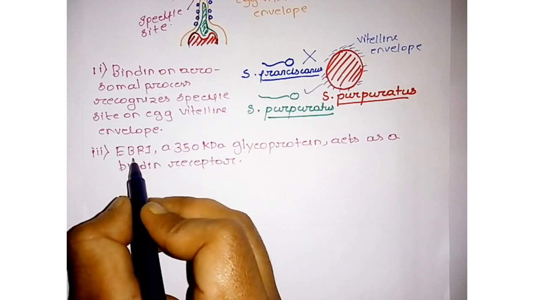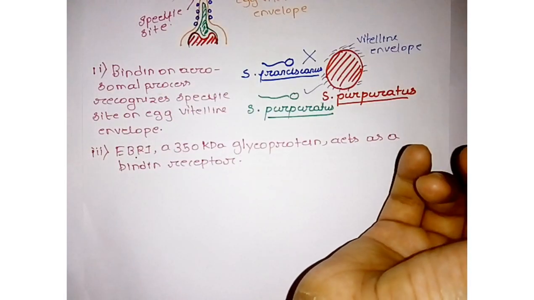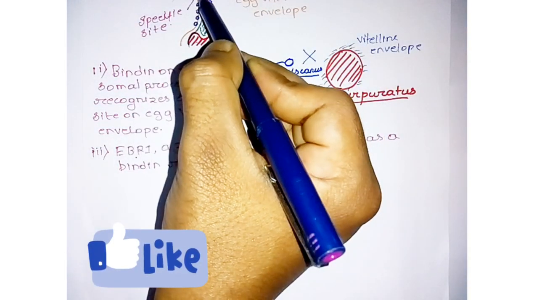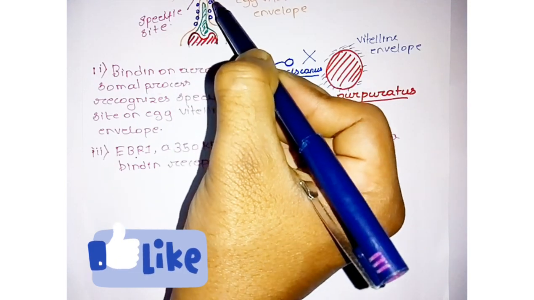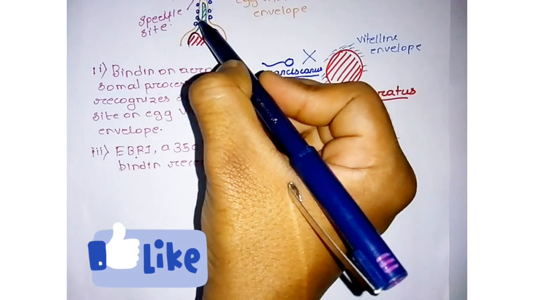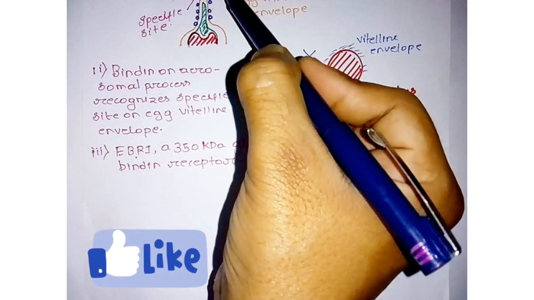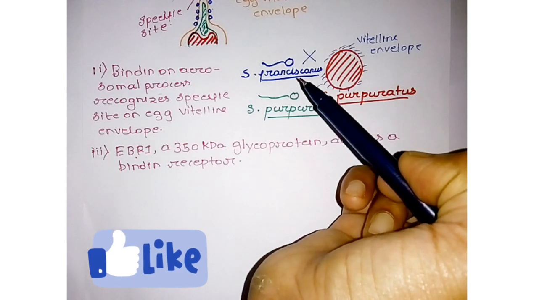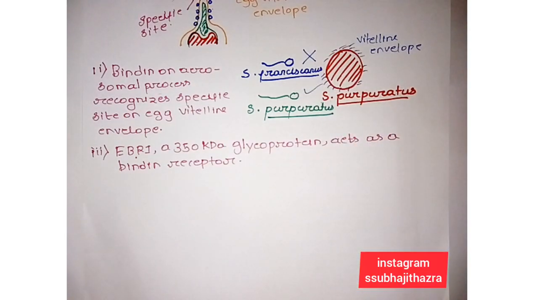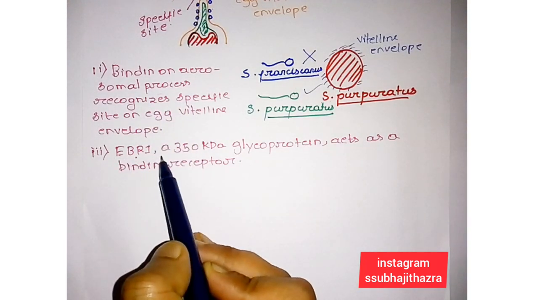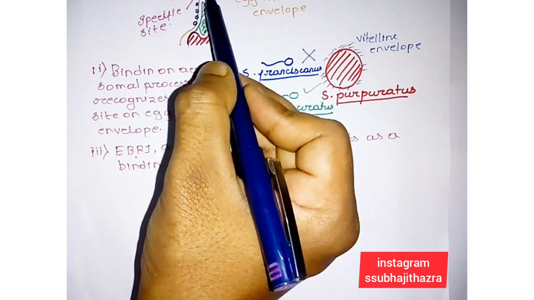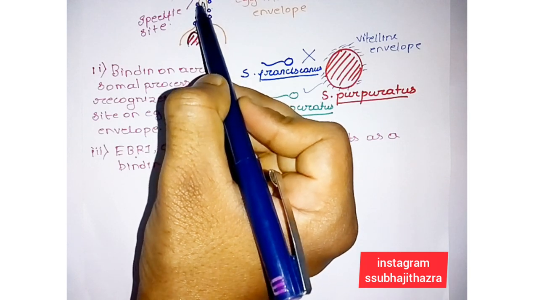So EBR1 present on the egg vitelline envelope acts as a receptor for binding. So you can say this is the binding receptor and it is a type of glycoprotein. The binding receptor recognizes the protein portions of the binding in a specific manner. So EBR1 recognizes the protein portions of the binding.